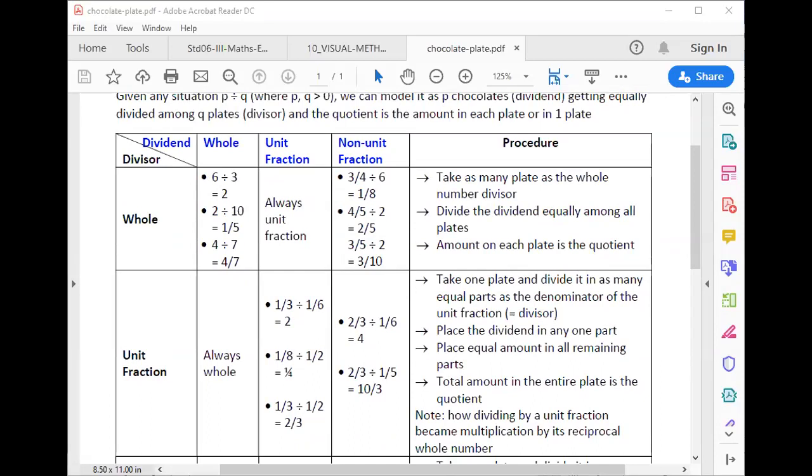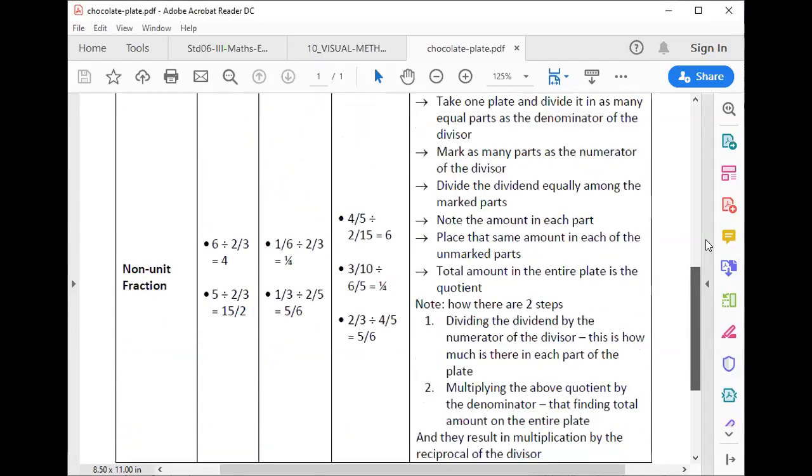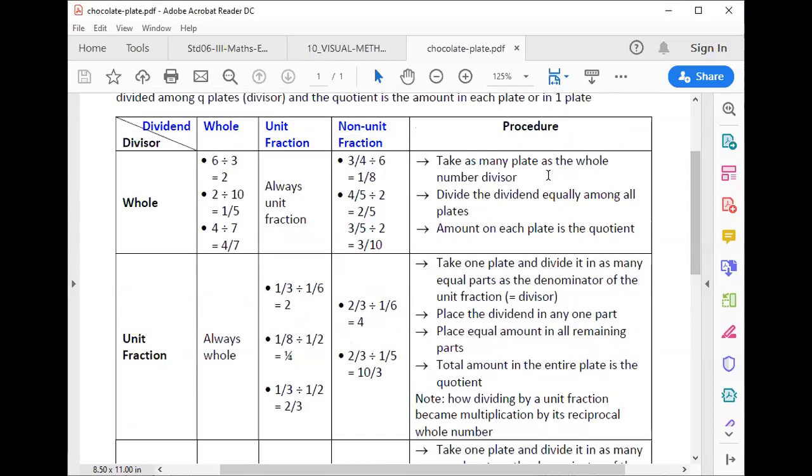Just like your dividend can be whole, unit fraction, or a non-unit fraction, similarly your divisor can be whole or a unit fraction or a non-unit fraction, and this is where the steps are very important. So this is the procedure. Remember the divisor is the number of plates. So you take as many plates as the whole number divisor, and then you divide the dividend equally among all the plates, and the amount on each plate is the quotient. Fairly straightforward.